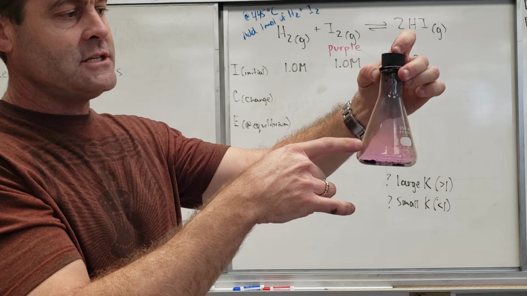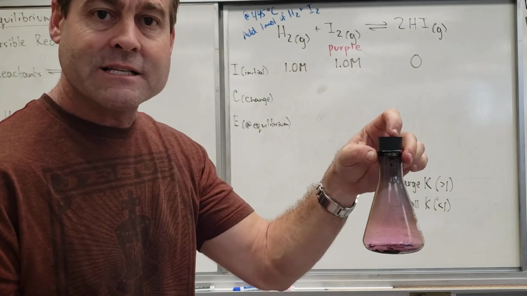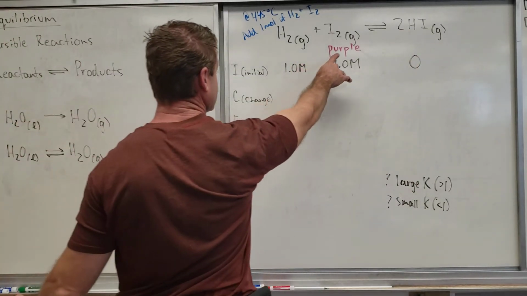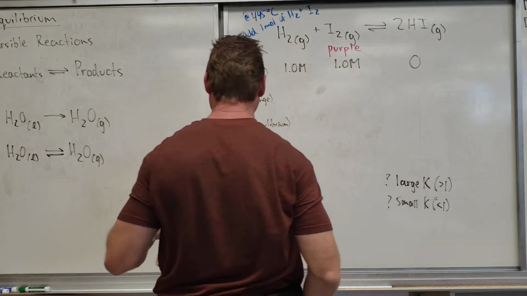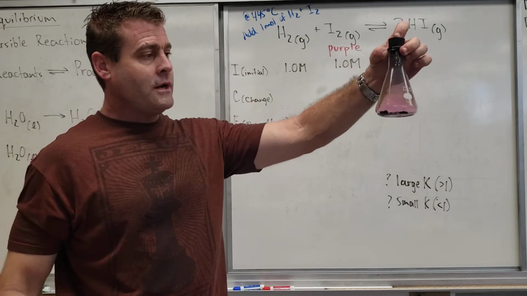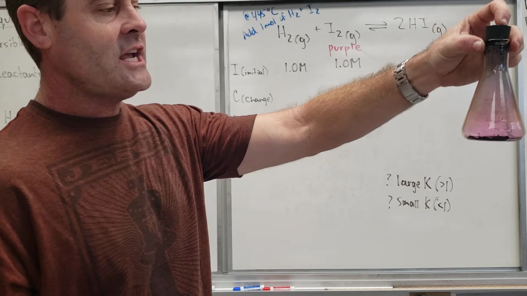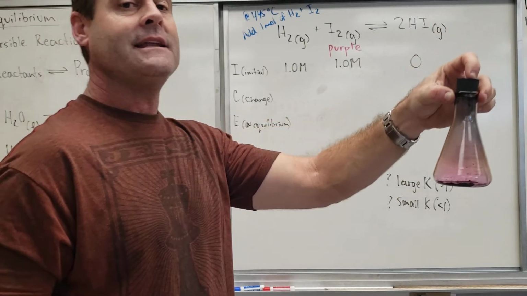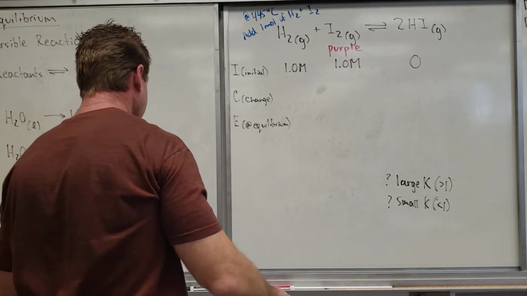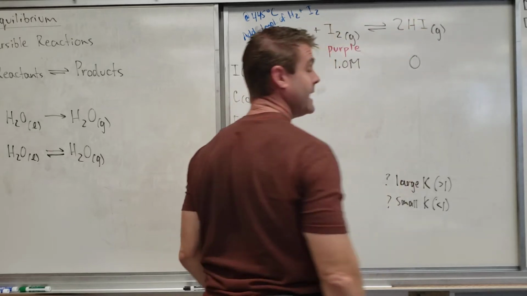What was I seeing the color change initially? It was becoming less and less purple, right? Because some of this was being used up combining with this. But once I reach a point at which I see the color is not changing anymore, that indicates, okay, I've reached equilibrium. That means that the concentrations of these are staying constant.